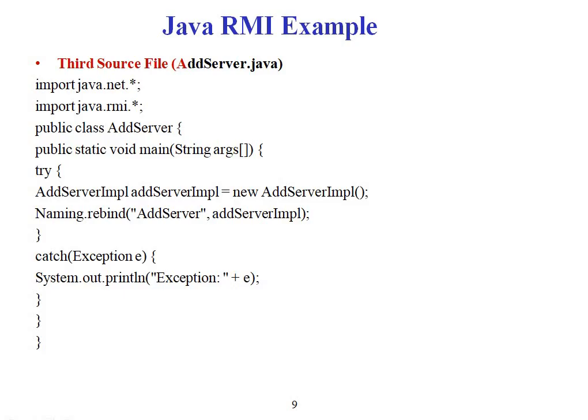Its primary function is to update the RMI registry on that machine. This is done by using the rebind method of the Naming class. That method associates a name with an object reference. The first argument to the rebind method is a string that names the server as AddServer. The second argument is a reference to an instance of AddServerImpl.